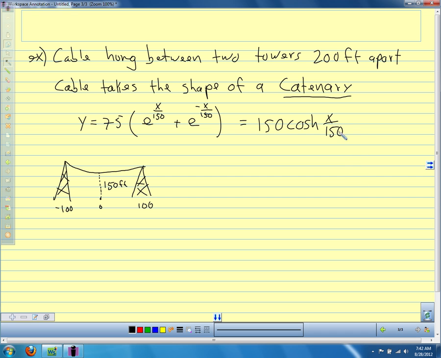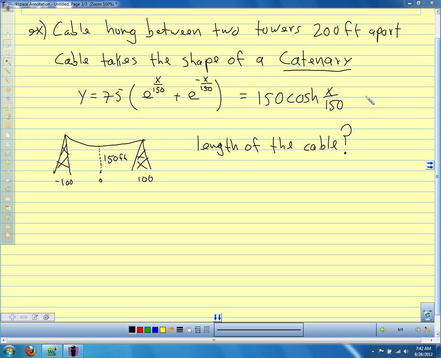And the problem just gives us this, that this is the shape of our curve. We want to find the length of the cable between the towers. So that's what we're trying to calculate, the length of our cable. And you could go through the problem using the definition of this function with the exponential functions, but now we know how to work with hyperbolic functions. Let's go through this calculation using our hyperbolic cosine function.